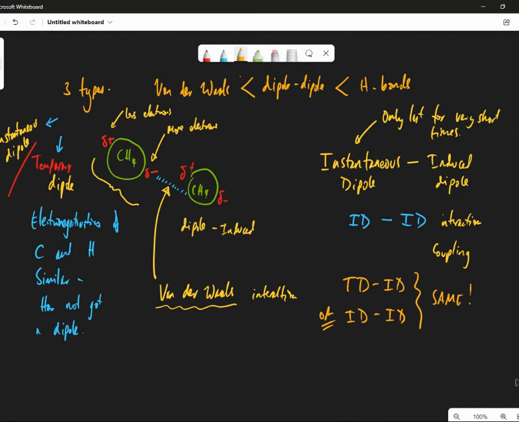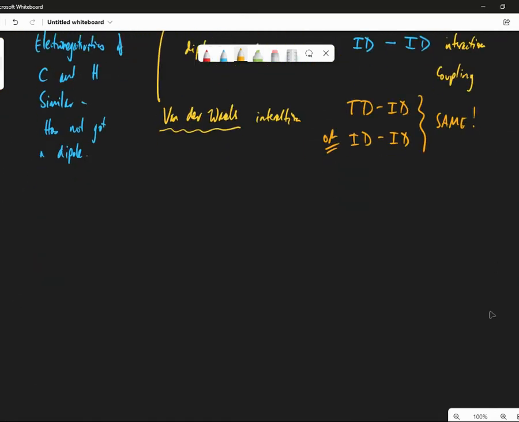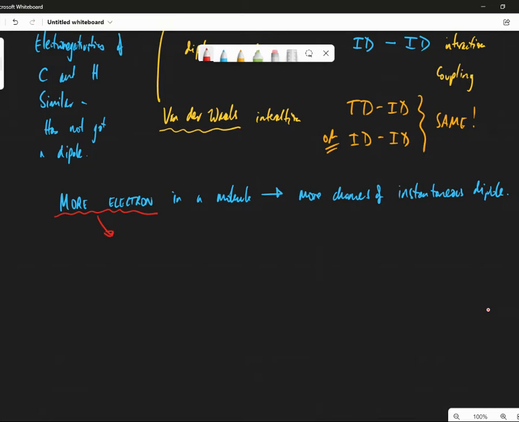Now, because electrons do this, don't they? The more electrons you have in a molecule, this is going to lead to more chances of an instantaneous dipole. More electrons is very important. So the greater number of electrons, the greater the van der Waals forces. Okay, more electrons, greater van der Waals.